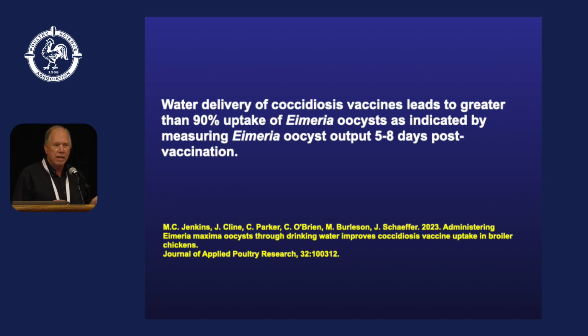They get satiated very rapidly because they're only 3 days old. So they drink enough vaccine, but they don't overconsume vaccine. The aggressive ones make it over to the waters, get satiated, and leave. The more passive chicks then go over and get their share. So within a half hour, you can get all the chicks vaccinated. We have shown that you can get greater than 90% uptake of the oocysts delivered this way when you measure oocyst output at 5 to 8 days. And we have a publication in the Journal of Applied Poultry Research if anybody wants to see the data.